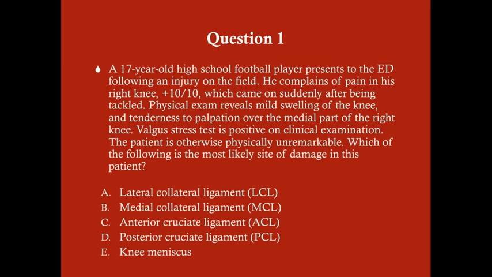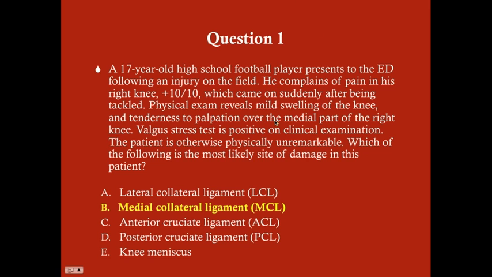Which of the following is the most likely site of damage in this patient? A. LCL, B. MCL, C. ACL, D. PCL, or E. Knee meniscus? All right, and the answer here, give me time to pause. Answer here is B, the medial collateral ligament. So there's two ways that you could figure this out.